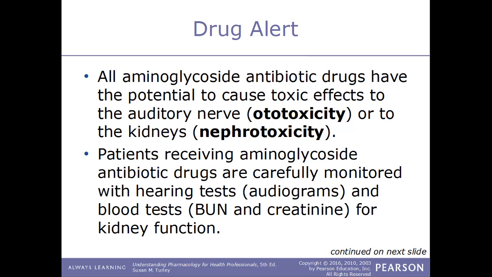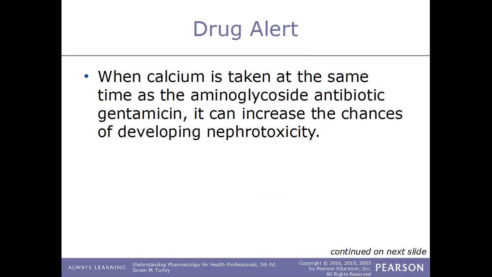Now, all aminoglycoside antibiotics have the potential to cause toxic effects to either the auditory nerve, known as ototoxicity, or to the kidneys, known as nephrotoxicity. Now, patients receiving aminoglycosides are carefully monitored with hearing tests and blood tests for kidney function, such as creatinine and BUN. When calcium is taken at the same time as the aminoglycoside antibiotic gentamicin, it can increase the chances of developing nephrotoxicity.